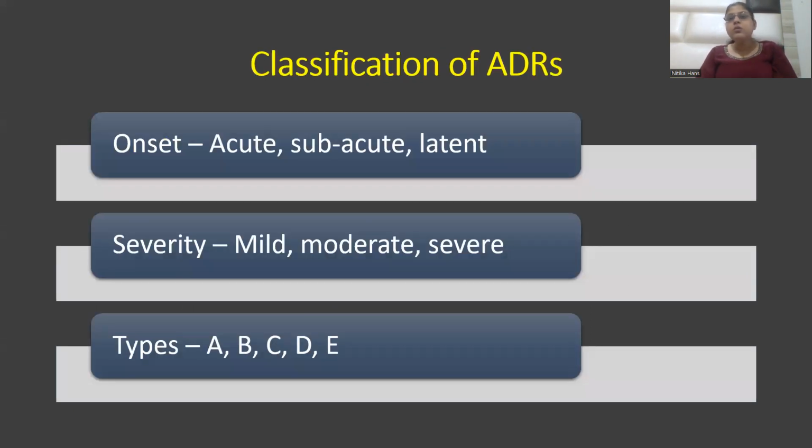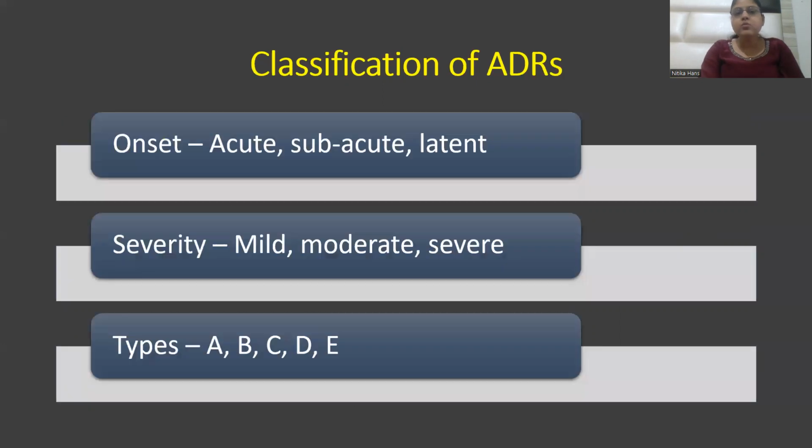Now, according to the time of occurrence, that is onset, ADRs have been divided into acute, subacute, and latent. According to severity, they have been divided into mild, moderate, and severe. And according to types, they have been divided into A for augmented, B for bizarre, C for continued use or chronic, D for delayed, and E for end of course. These are the types of ADRs which I'm going to discuss with you one by one, the classification of ADRs.